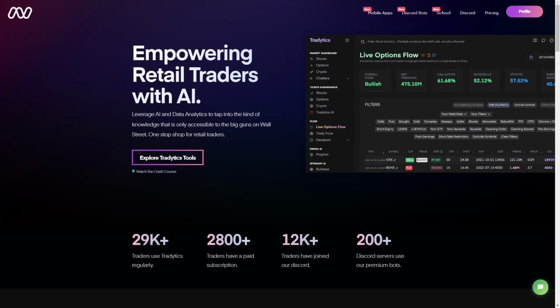They have a Discord server that if you do purchase premium, you get access to different things that you can do. There's tons of different things you can do on the Discord. I'll save that for another day though.